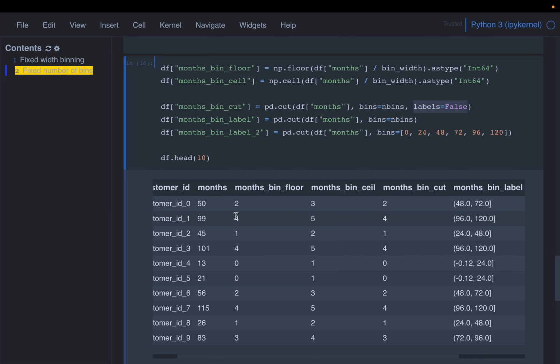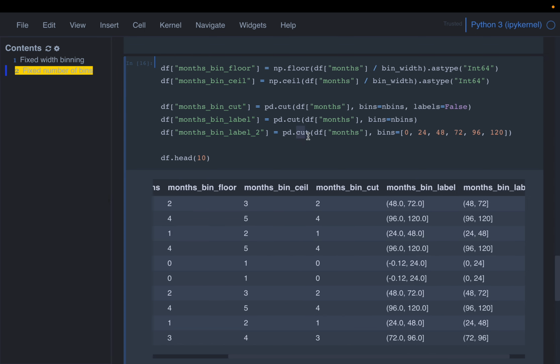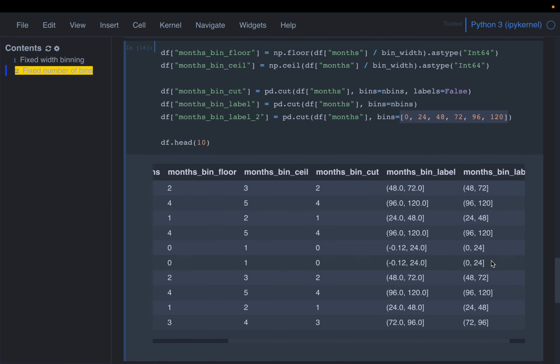Okay, for example, this value 50 is between 48 to 72 and it's bin number 2. Now this value 4 belongs to the bin of boundaries 96 and 120 and that bin number is 4. Okay, now to the cut function, we can also provide the bin boundaries explicitly. These don't necessarily have to be equally spaced, but in this case, because we are transforming the feature to have fixed bin width, we are explicitly providing the bin boundaries with equal spacing. So this will also return the bin boundaries.